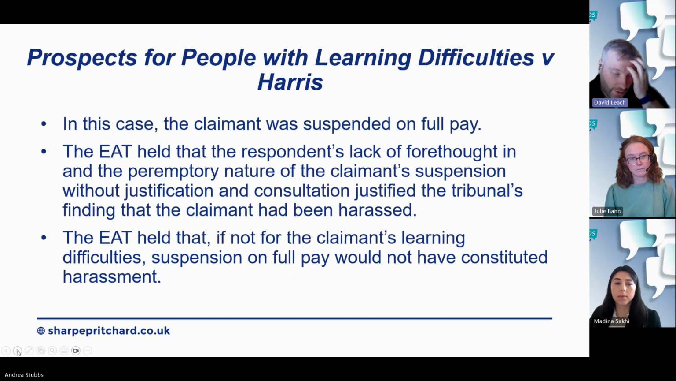Another case here on indirect discrimination. This was a person, Mr Harris, who was suspended. There was an issue that led to a suspension, but this person actually had learning difficulties and didn't really understand the suspension. And this is where the issue was: the reason for suspension was legitimate, everyone understood that, but the suspension and justification was an issue here because of that person's inability to understand.